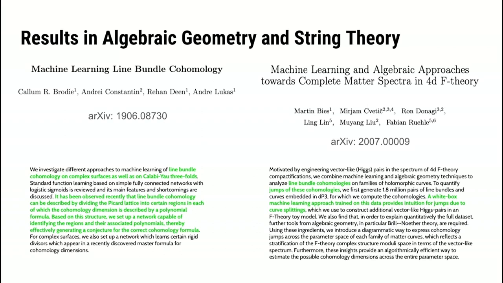There's a beautiful paper by a number of my friends, including Fabian, who's speaking later, that had a similar sort of setup where they were interested in a different sort of problem: line bundle cohomology on a curve, in cases where, when you move in the moduli of the curve, there can be jumps in the cohomology according to ending up at certain subloci in moduli space. This is something that mathematically is a well-defined thing. In the physics, it often corresponds to having extra Higgs bosons in the theory. To highlight one of the things in their abstract, a white box machine learning approach trained on this data provides intuition for the jumps due to curve splittings. And fortunately, if there are questions about that, Fabian can answer them in the discussion session.